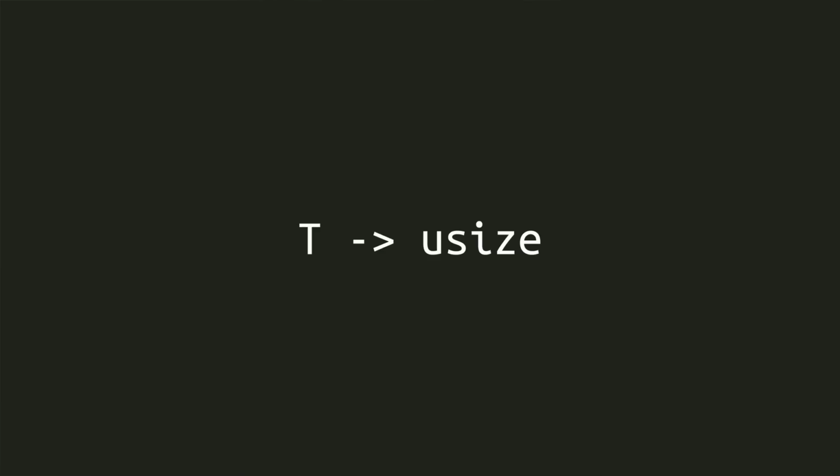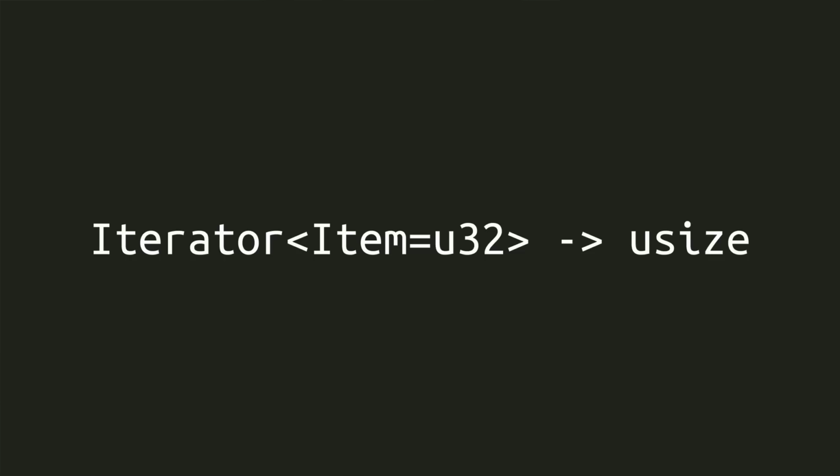But this search is so generic that it will probably return lots of other functions that we don't care about in the search results. So now we can specify that we want to find a function that takes a type that implements an iterator over a u32 and returns a usize. This will narrow down our search much more.